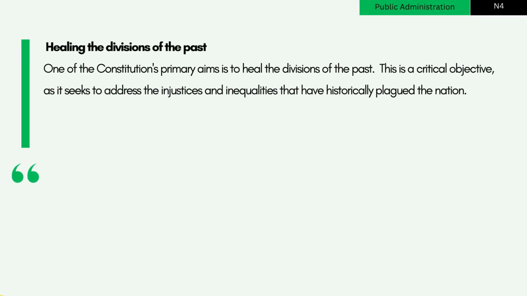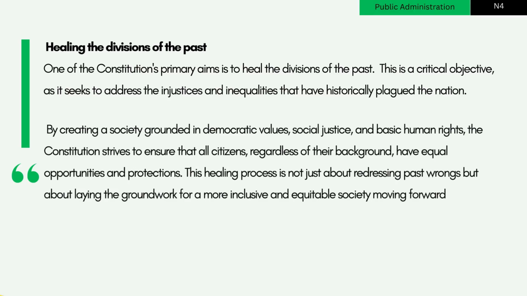1. Healing the divisions of the past. One of the Constitution's primary aims is to heal the divisions of the past. This is a critical objective, as it seeks to address the injustices and inequalities that have historically plagued the nation. By creating a society grounded in democratic values, social justice, and basic human rights, the Constitution strives to ensure that all citizens, regardless of their background, have equal opportunities and protections. This healing process is not just about redressing past wrongs, but about laying the groundwork for a more inclusive and equitable society moving forward.